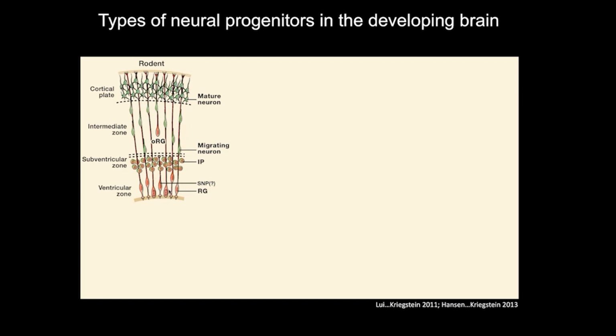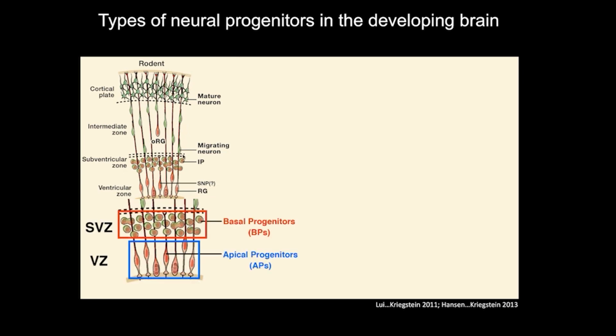They can give rise to either direct neurogenesis to postmitotic neurons that then migrate up these radial processes, which eventually become the mature cortex. They can also give rise to what I call basal progenitors, which are cells located here in the subventricular zone, and these cells can still divide and give rise to postmitotic neurons.